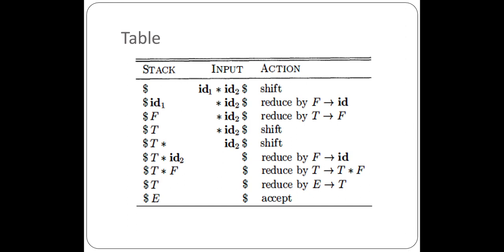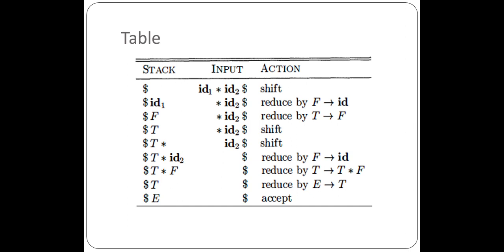So as per the third row, after applying the reducing process, or after applying the production F gives ID, we convert the ID into capital F. And in the next row, once again we apply the reducing process and convert the capital F to capital T. So in the fourth row you will have a capital T, and then the next process is shifting, we shift the asterisk. Here we won't be able to convert further. So once again we apply the shifting process and we move the ID2.